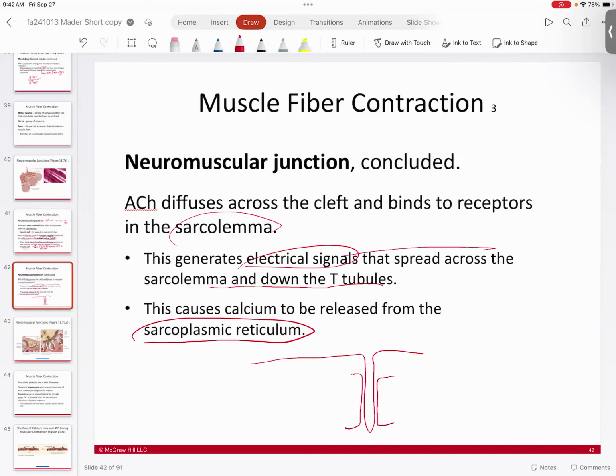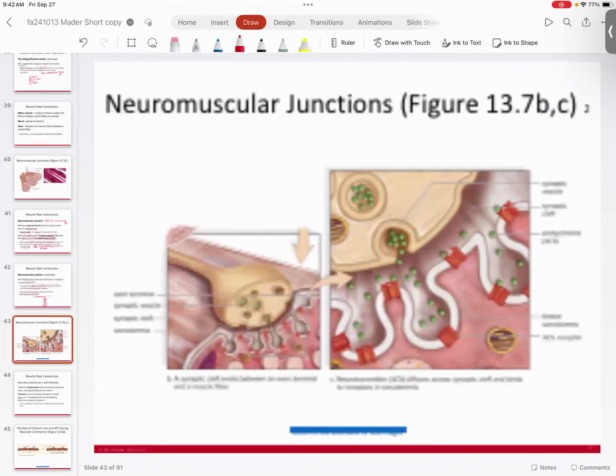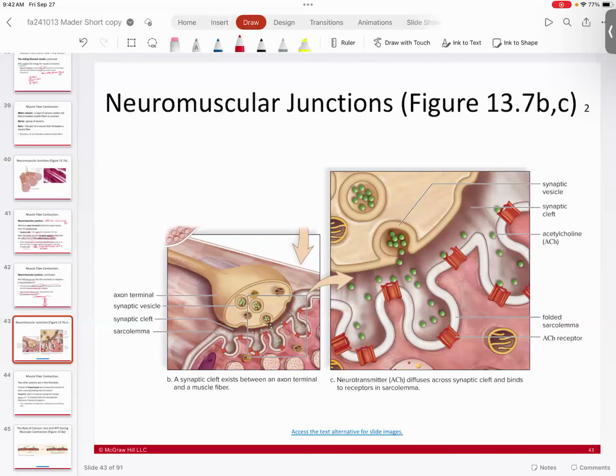So what's going to happen is the reignition of the electrical signal will start to ripple down the sarcolemma. It'll dive down into the T-tubule, and it'll make contact with the sarcoplasmic reticulum, which will then release calcium out into the muscle fiber. That's kind of what it looks like.